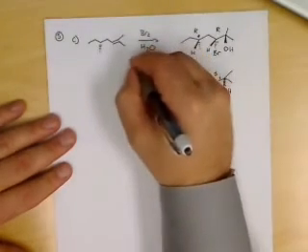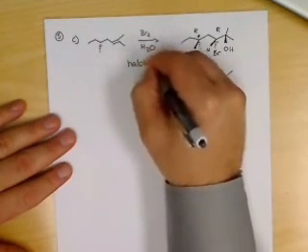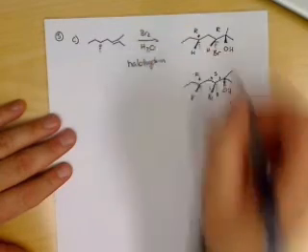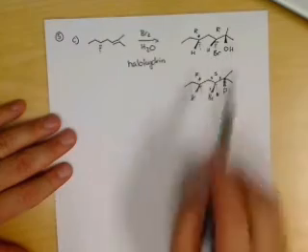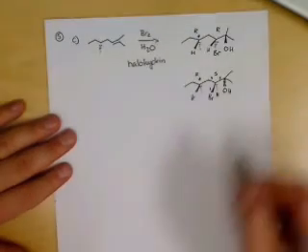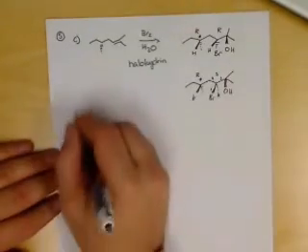This reaction is called the formation of a halohydrin. A trans relationship between the halogen and the oxygen, and the halogen goes to the more substituted carbon. Let's move on. Let's look at D.